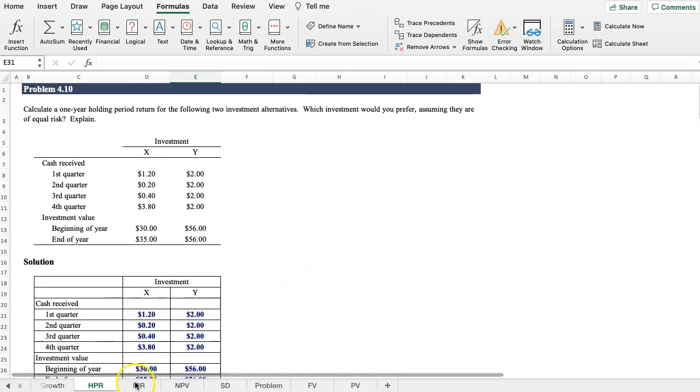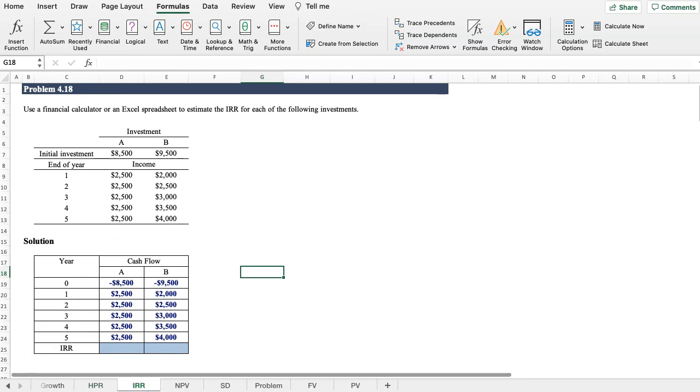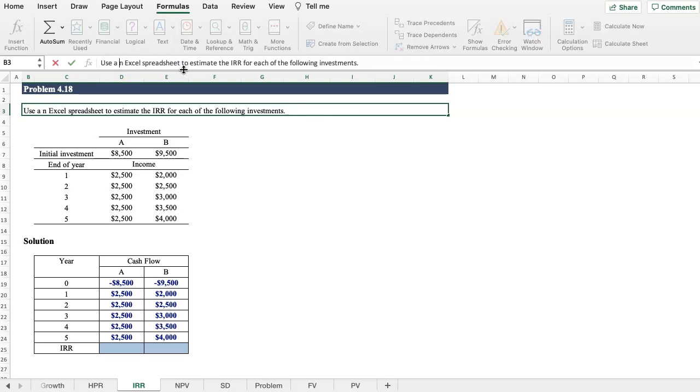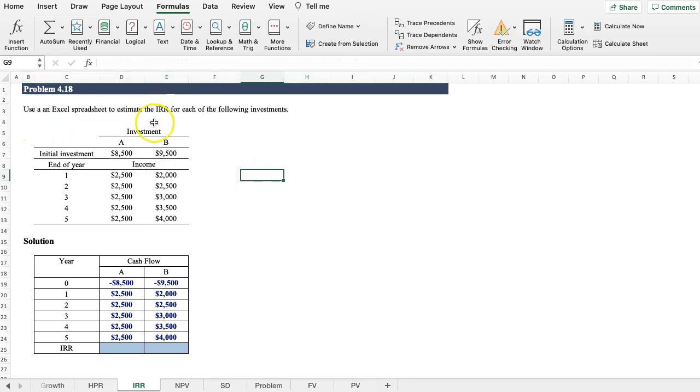Okay, so let's move into internal rate of return. The textbook says to use a financial calculator, but no one uses financial calculators. That's just an old textbook thing. So we're going to use an Excel spreadsheet to estimate the internal rate of return for the following investments. We have investment A and investment B. Here's the initial investment and then the income.